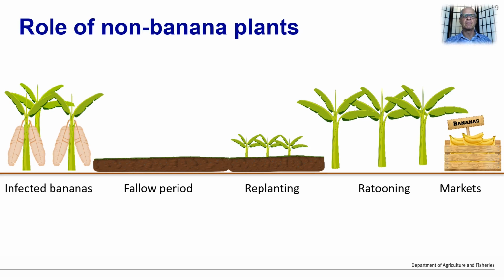When I previously depicted the banana cropping system, I showed a bare soil. The work we have been doing in Australia has been looking at the role of non-banana plants in the management of the disease, and they can be either deleterious, promote the disease, or beneficial in suppressing the disease.